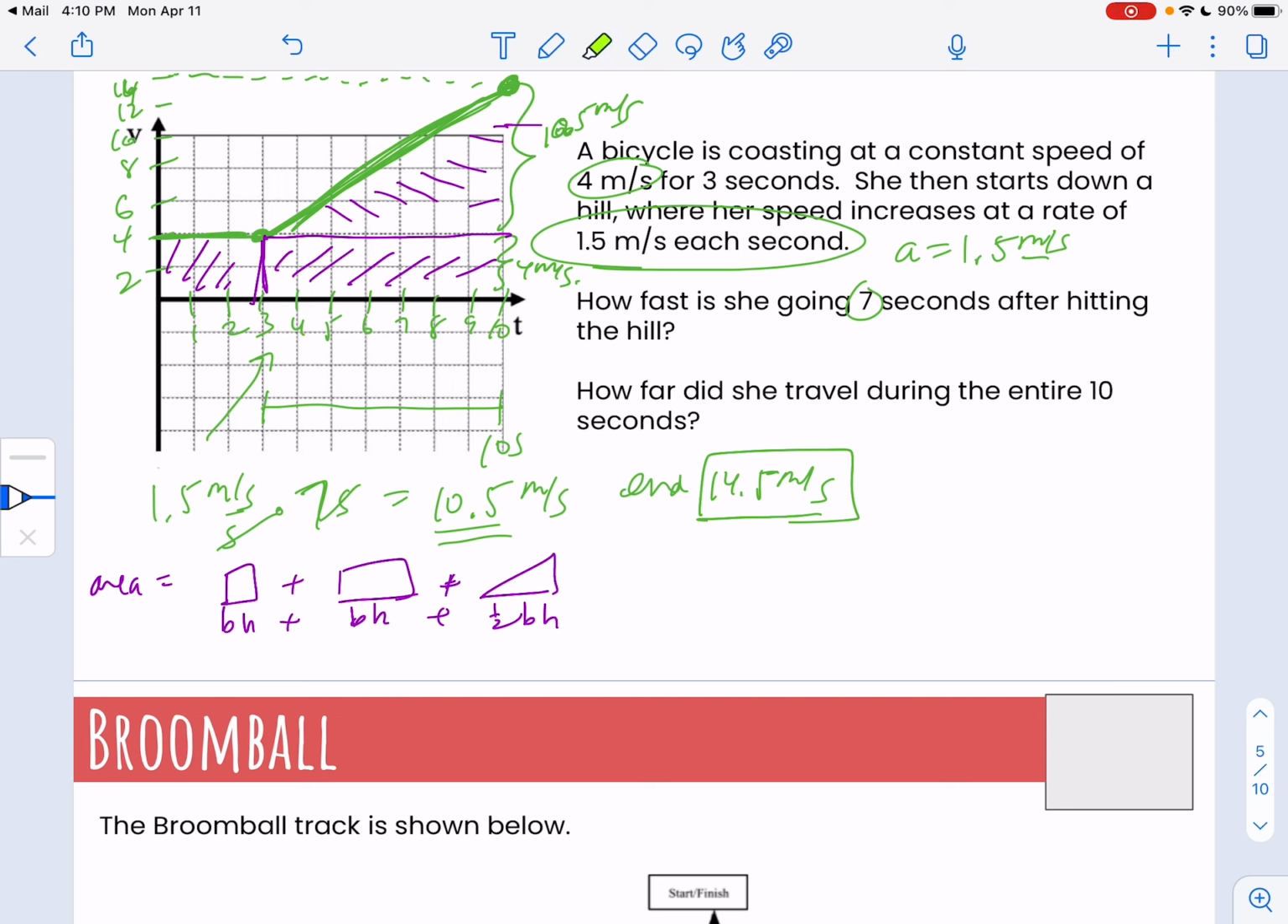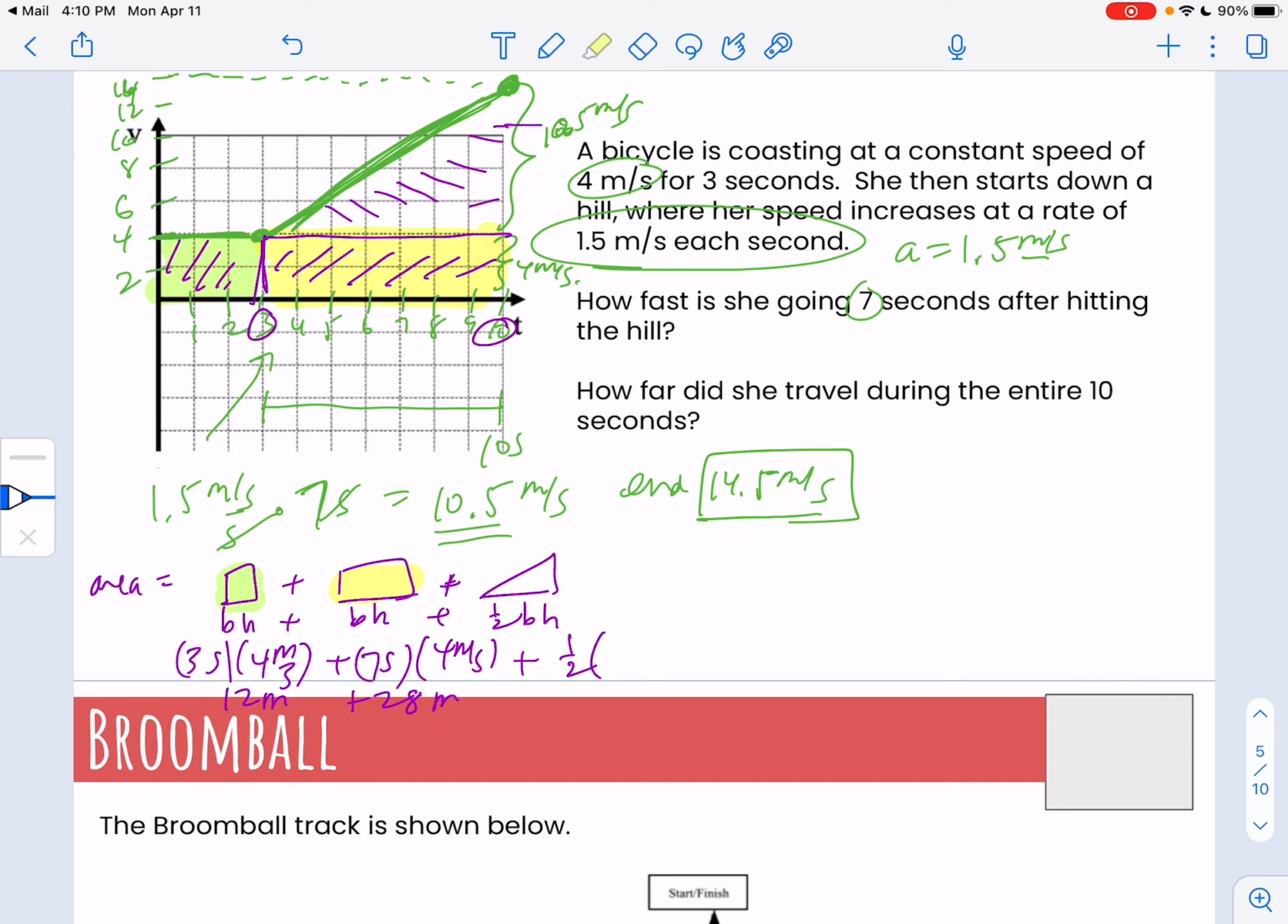For this first box, the base is 3 seconds times 4 meters per second, so that's 12 meters. Then I'm going to have this box, which has a base of 7 seconds, because it was during the time that I was on the hill, and the height of that box is still 4 meters per second, so that's going to be 28 meters.